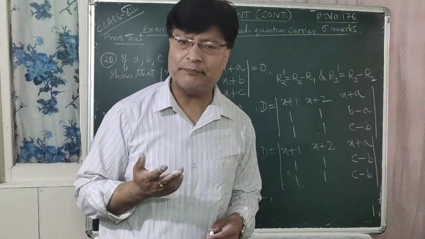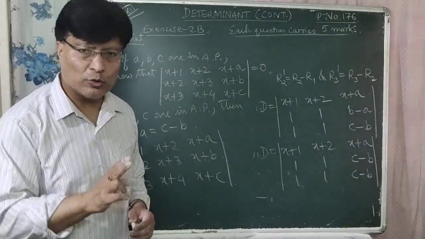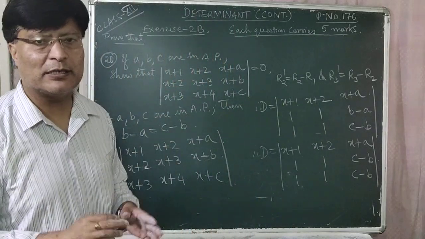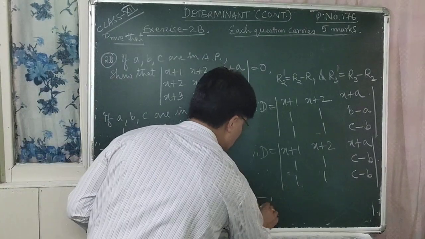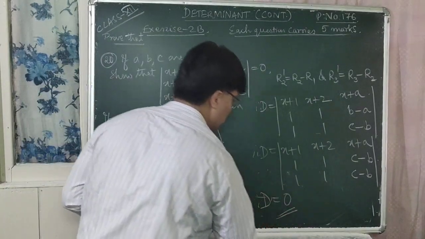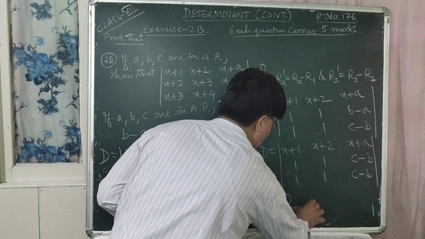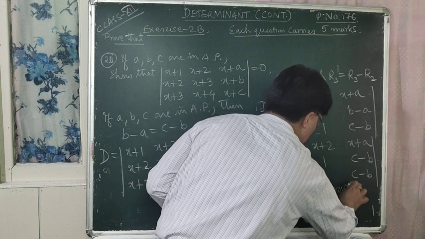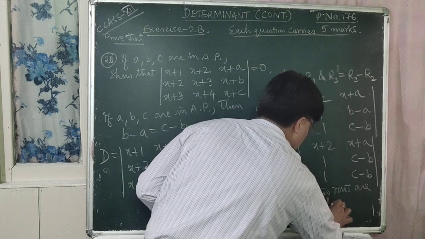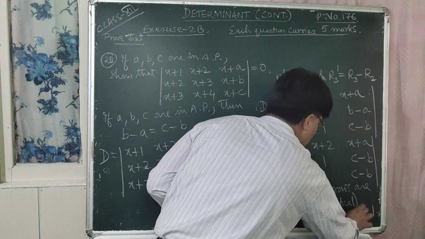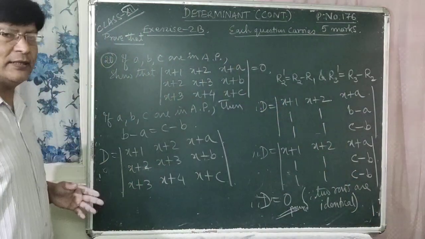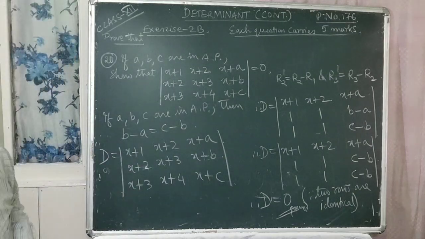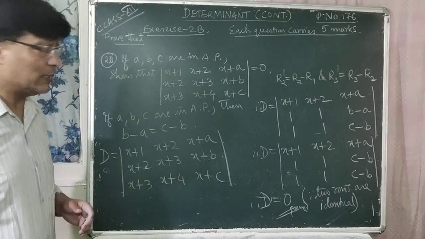The property number 3 says, if two rows or two columns of a given determinant are identical, then the value of the determinant is always 0. That means here D is equal to 0. Proved. So we can write here, since two rows are identical. So this is the answer. Is that clear to all of you? Now I'll give you the homework. You can try it at home.